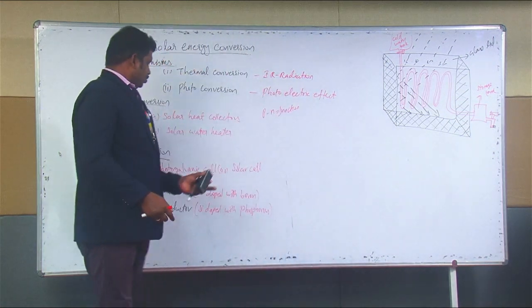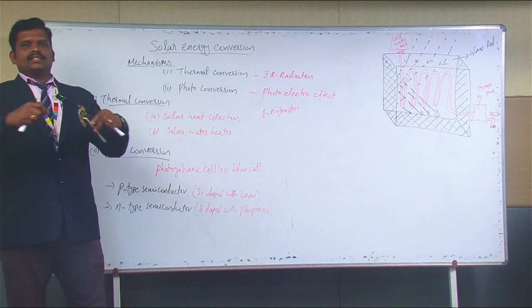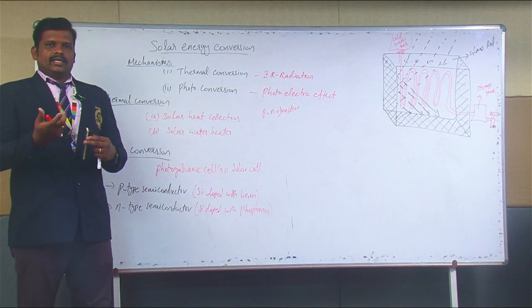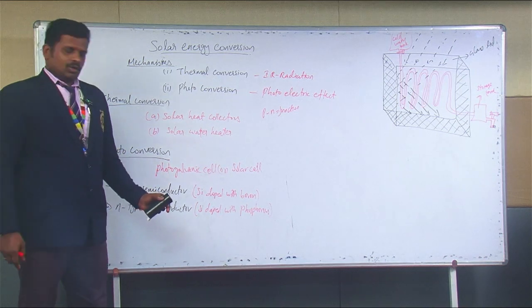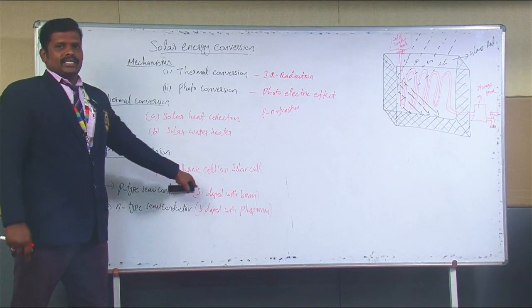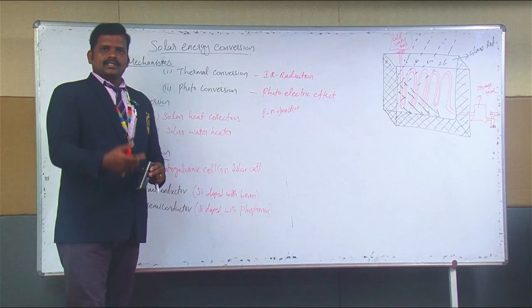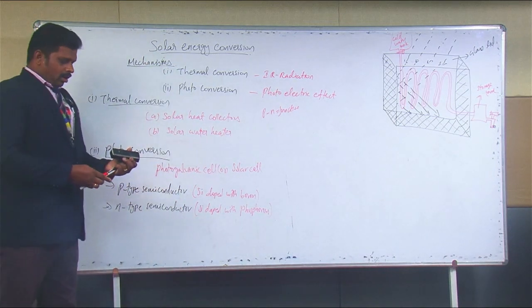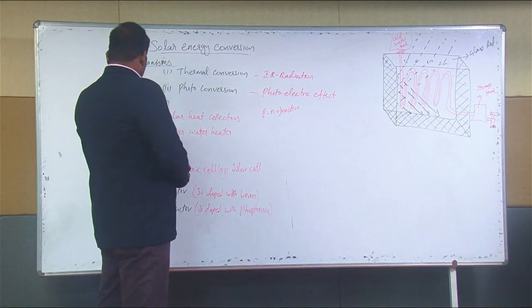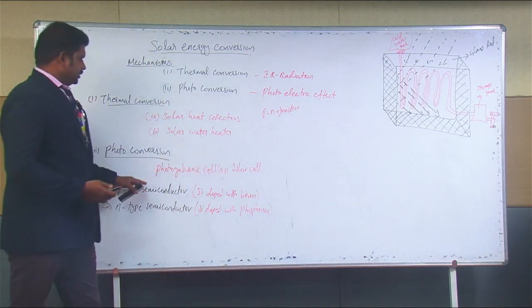When the two semiconductors are connected through an external circuit, with a device like a radio or electric bulb, then electrons can move from higher potential to lower potential. That means from the N-type semiconductor to the P-type semiconductor. That flow of electrons is called electric current. So this is the way the solar cell works.